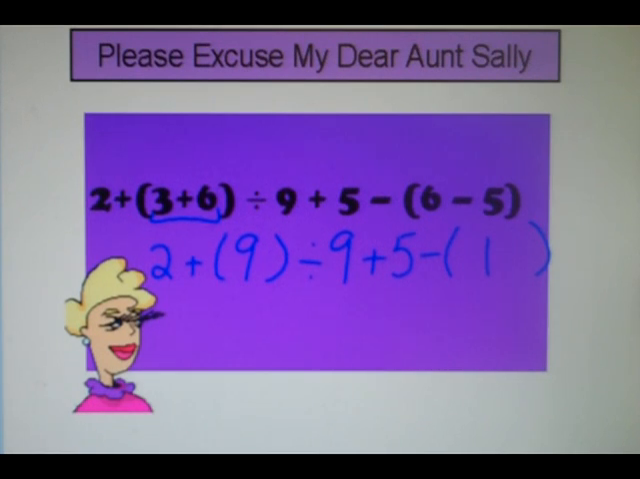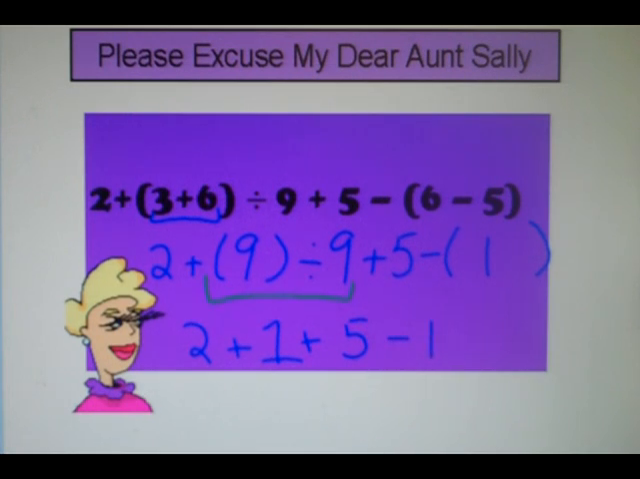The next step is to look for any exponents. Since we don't have any exponents, we can move on to our multiplication and division. This problem has 9 divided by 9. We simplify that. 9 divided by 9 is 1. We are left with 2 plus 1 plus 5 minus 1.